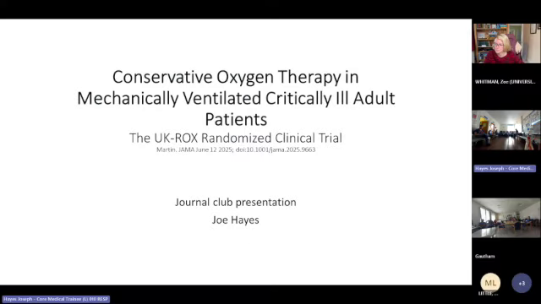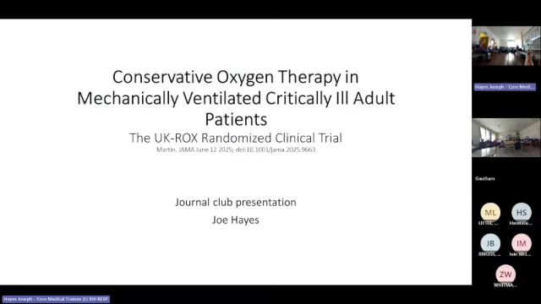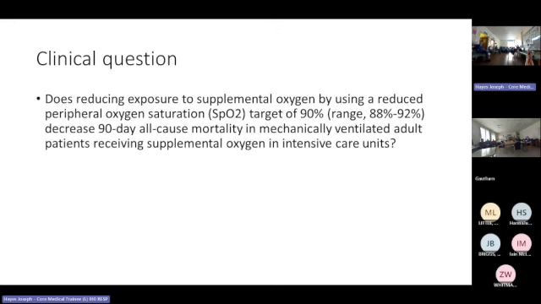We'll be talking about the background behind the trial, the design and results of the trial, and the relevance to our practice in the intensive care units. So the clinical question this trial asked was, does reducing exposure to supplemental oxygen by using a reduced peripheral oxygen saturation target of 90%, using a range of 88 to 92%, decrease 90-day all-cause mortality in mechanically ventilated adult patients receiving supplemental oxygen in the intensive care units?